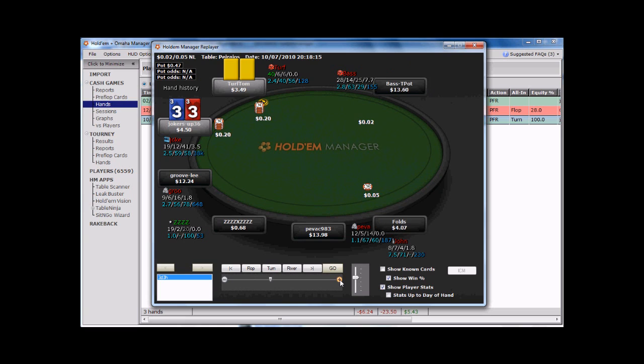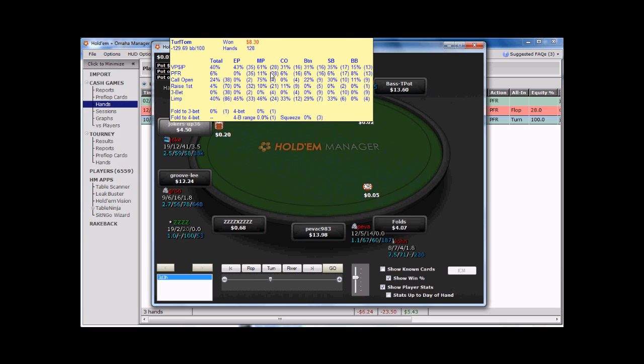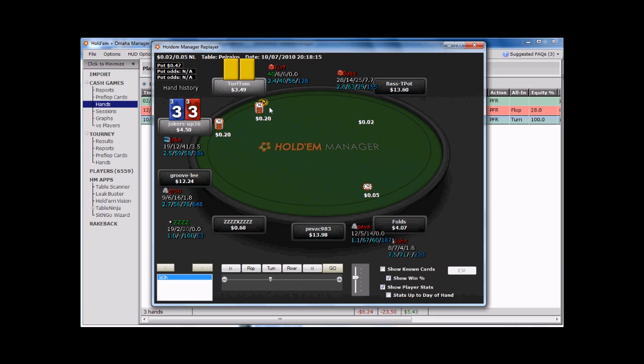So I do raise 4x, 20 cents, get a call from the button. This guy is Tom. His stats indicate that he's a calling station, 40% VPIP, 6% PFR. That means he's calling way too many hands and not raising enough. Very passive player. He's going to call a lot of my bets. You do not really want to bluff this type of player. It's not a very profitable play to bluff this type of player.